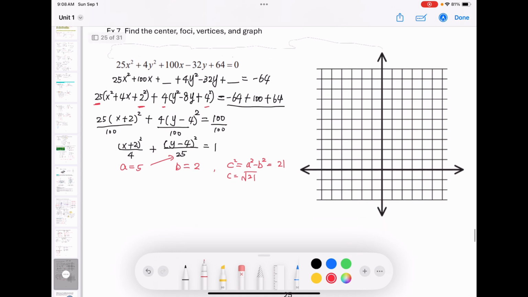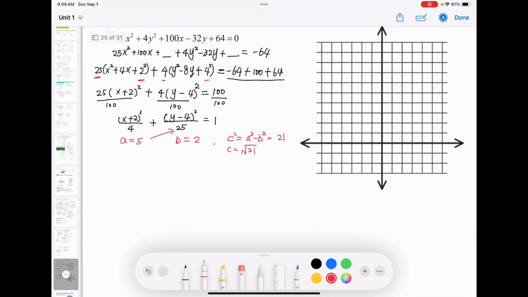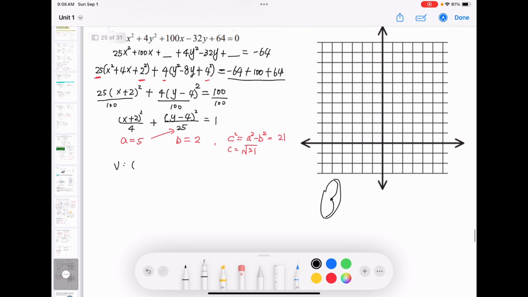Now let's make a sketch. What does the graph look like? Is the major axis horizontal or vertical? The a is under the y, so my graph is vertical. So this is the center, go up and down a units. I can find my vertices. Vertices must have the same x value as my center. I didn't find my center first, so let's find our center first.